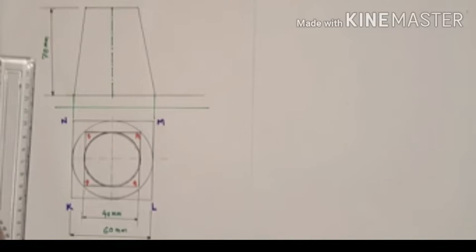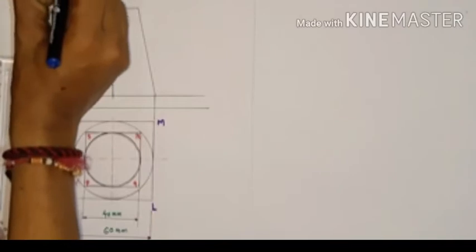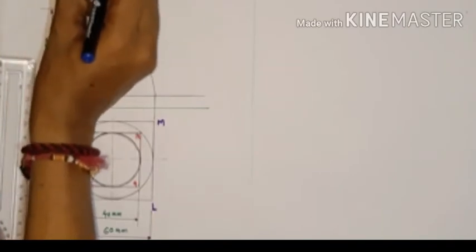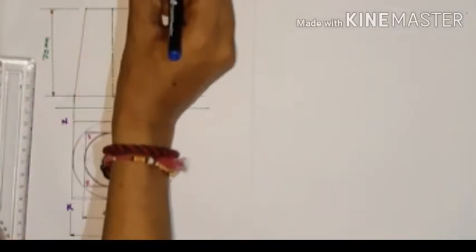Today we will discuss the problem of isometric projection, and on the screen you can see the diagram. It looks like just a frustum of a cone. So this is your frustum of cone.